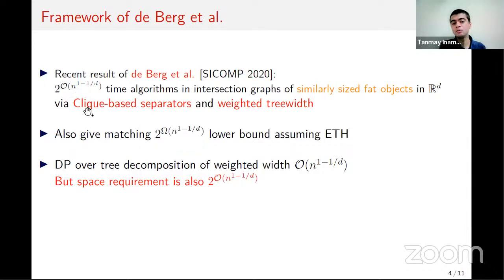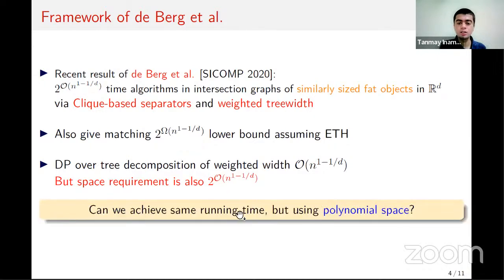They show this result by showing the existence of clique-based separators, which implies the weighted tree width is bounded by square root of n. They also show that this sort of running time is tight for these graph classes, assuming the exponential time hypothesis. They obtain these algorithms by doing dynamic programming over a tree decomposition, which has sublinear weighted width. But one disadvantage is that the space requirement is also bounded by this sub-exponential function.